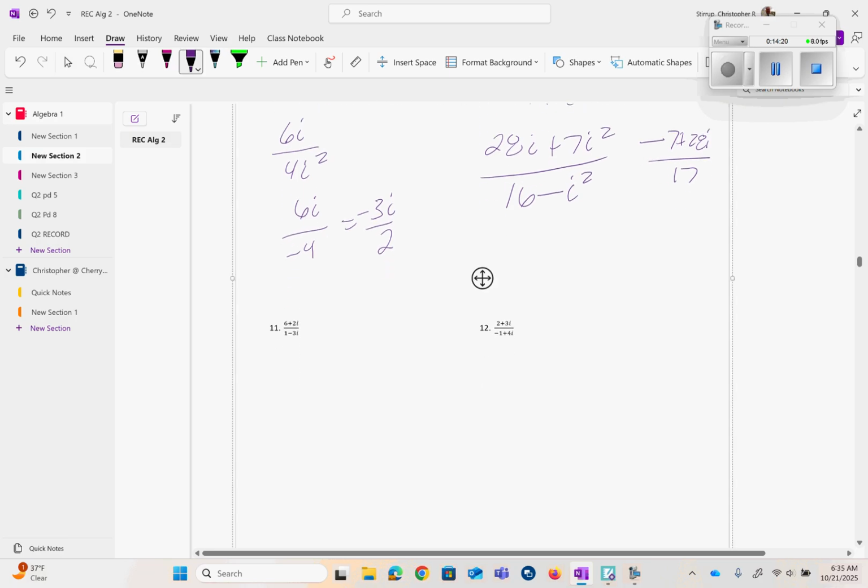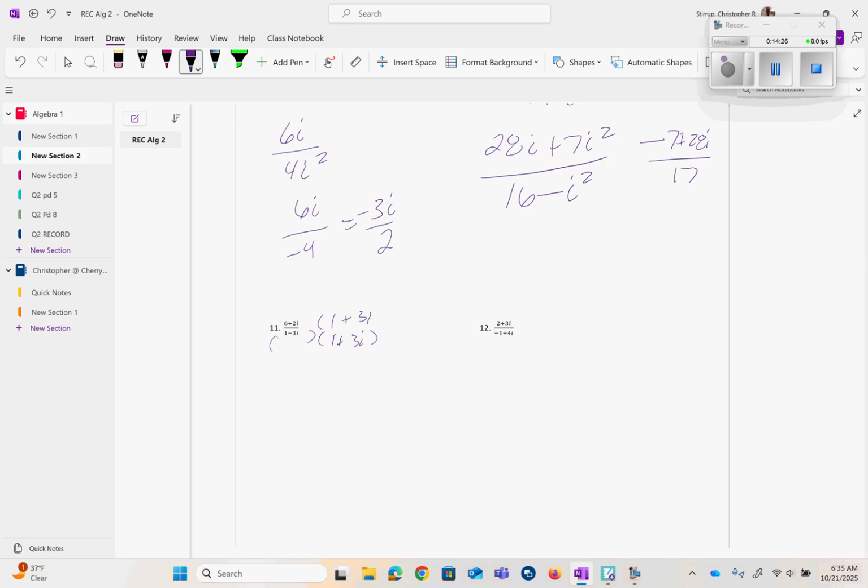Number 11, we're going to go ahead and multiply top and bottom by 1 plus 3i. And we're going to FOIL those together, so it's going to give me 6 plus 18i plus 2i plus 6i squared. On bottom, I'm going to get 1 minus 9i squared. Again, the middle terms fall out. Combine like terms, that's going to give me a negative 6. That cancels out. So that's going to give me 20i on top.